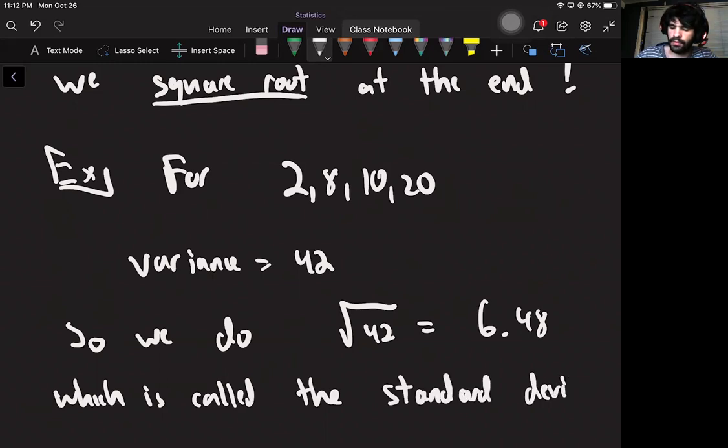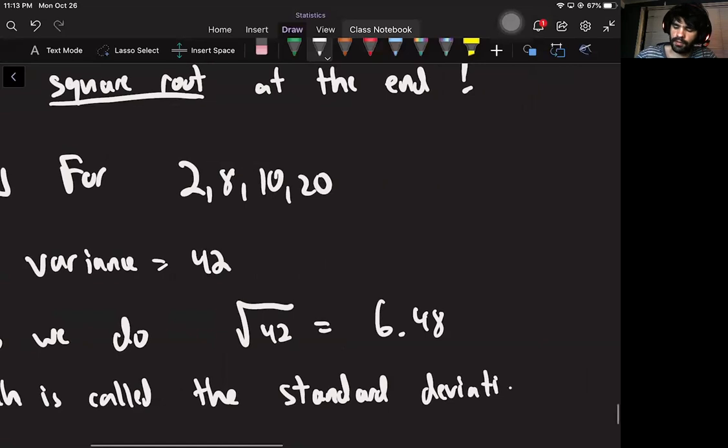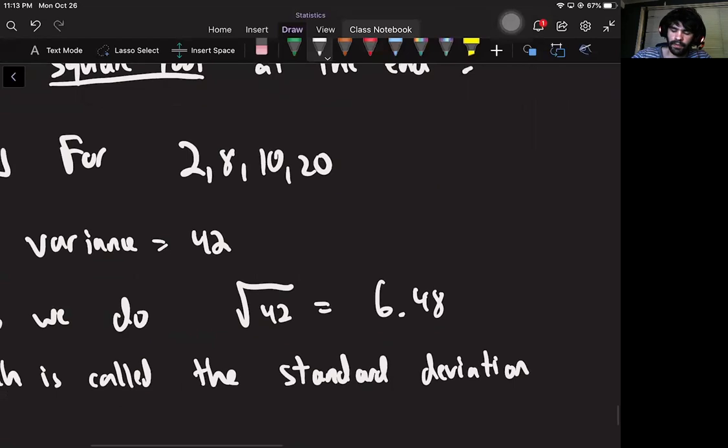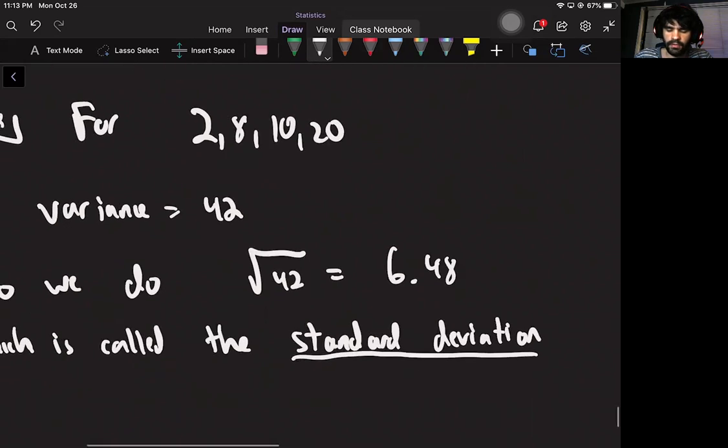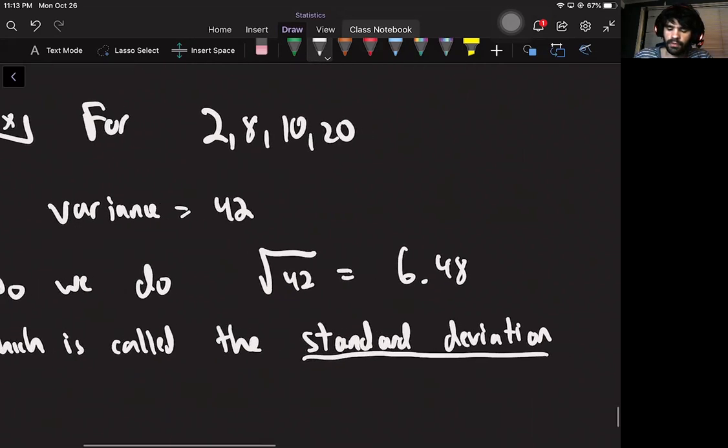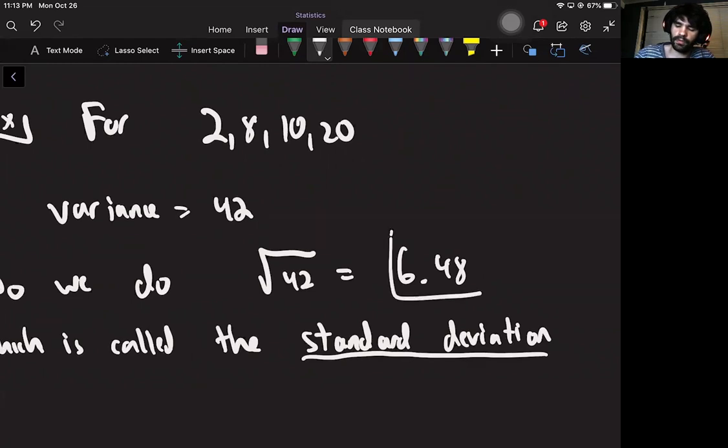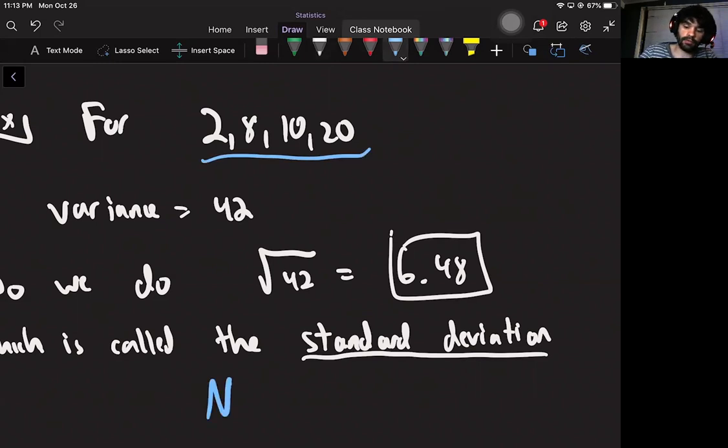This word you've probably heard before. This is the measure of spread that everybody loves, even though it's slightly more complicated than absolute mean deviation, which sort of makes more sense. This is the more widely used one. And so it's just variance, except at the end, you now square root. So 6.48 is the standard deviation for this data set here. So notice it's much closer to 5, which was the absolute mean deviation.